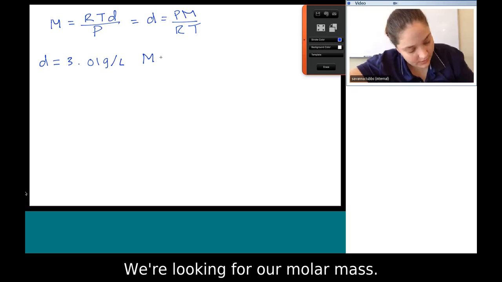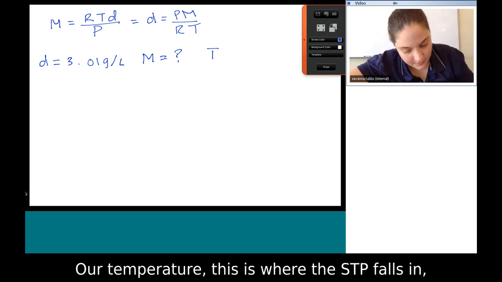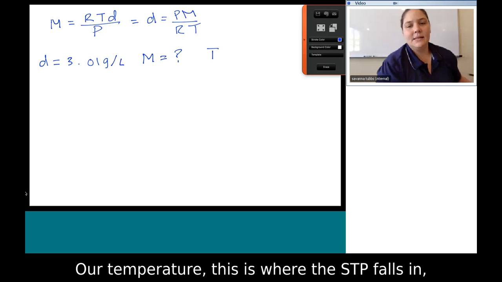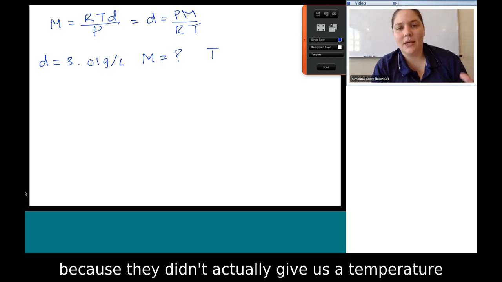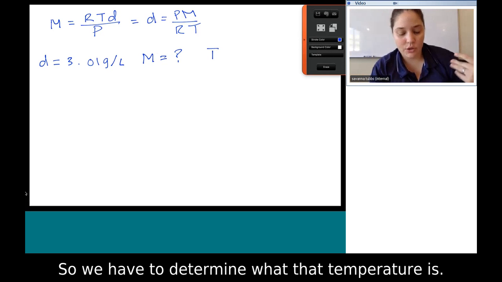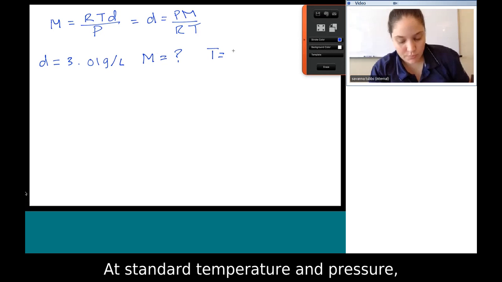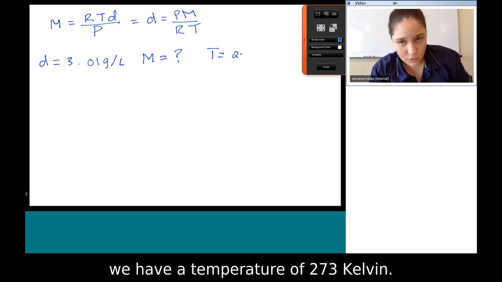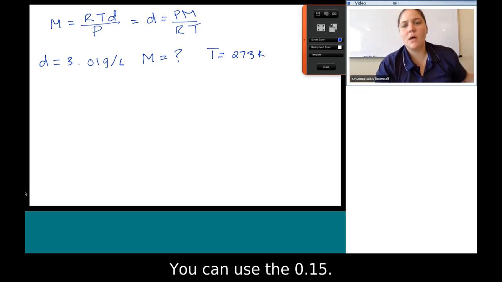We're looking for our molar mass. Our temperature, this is where the STP falls in because they didn't actually give us a temperature to plug in. So we have to determine what that temperature is. At standard temperature and pressure, we have a temperature of 273 Kelvin. You can use the 0.15.